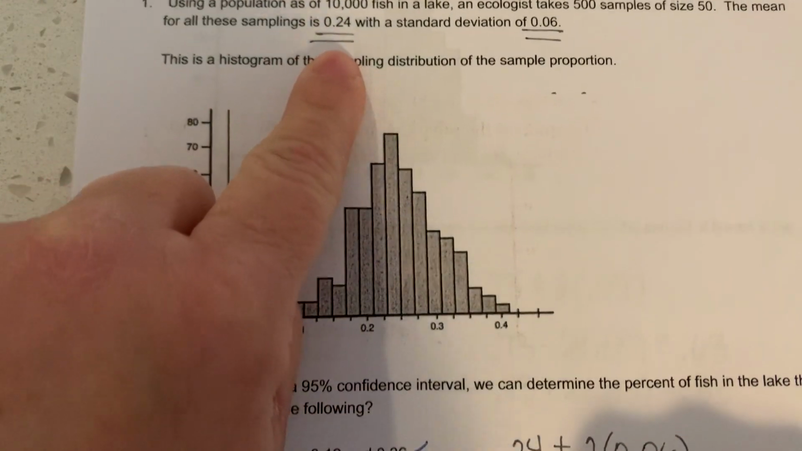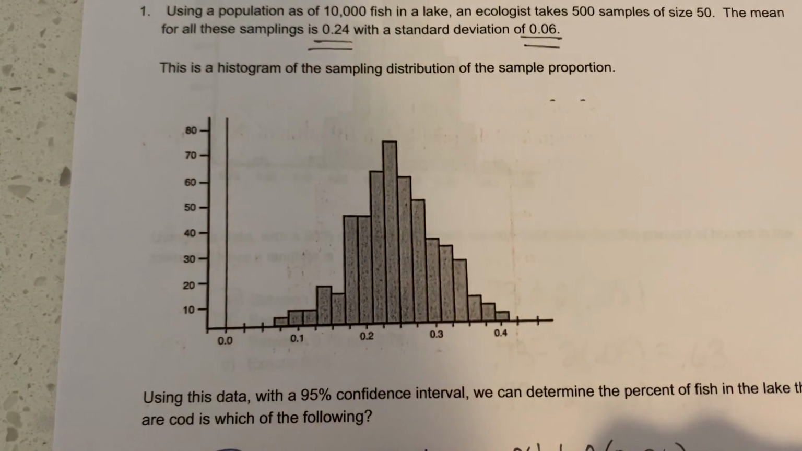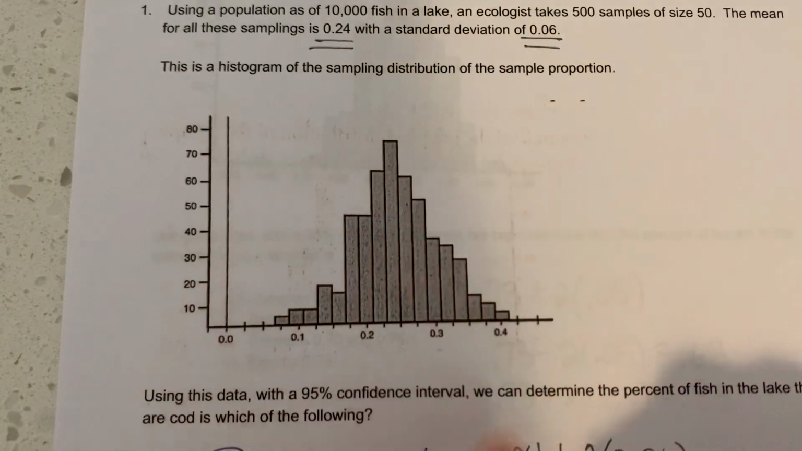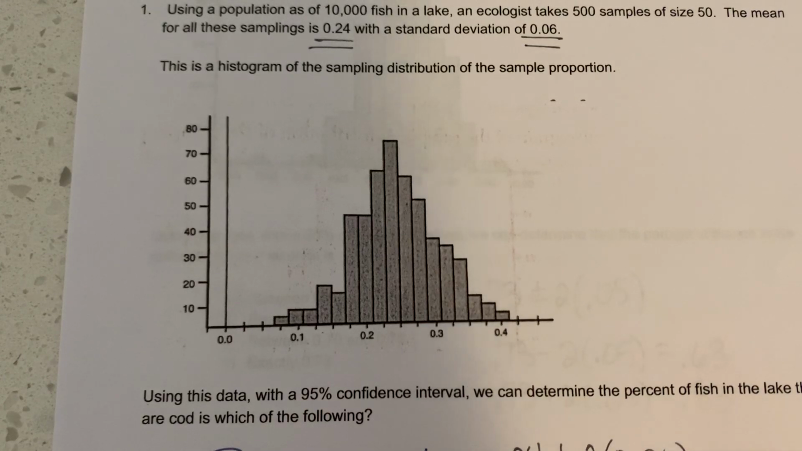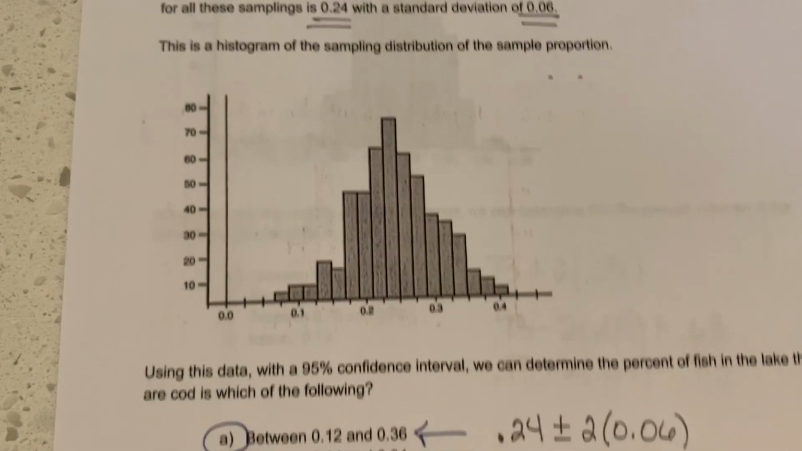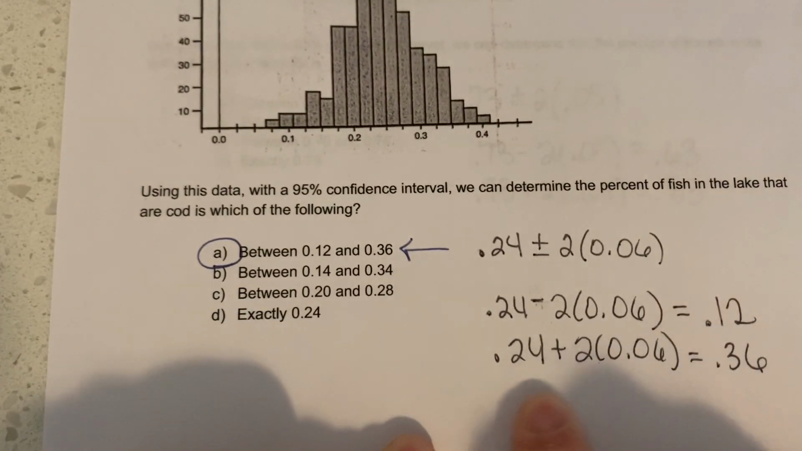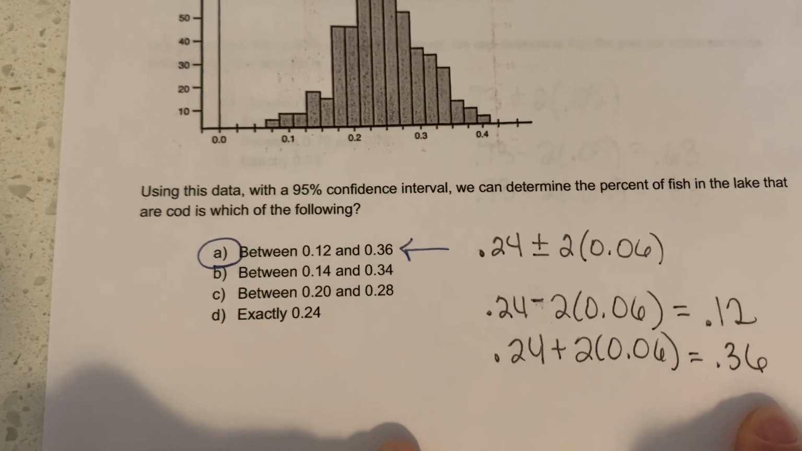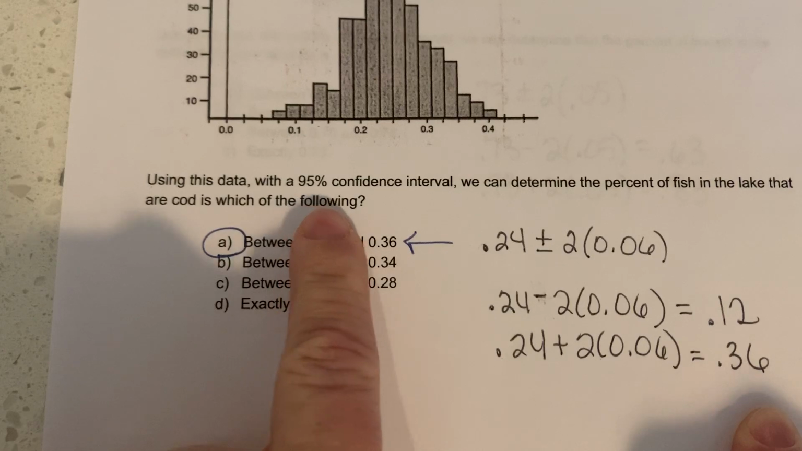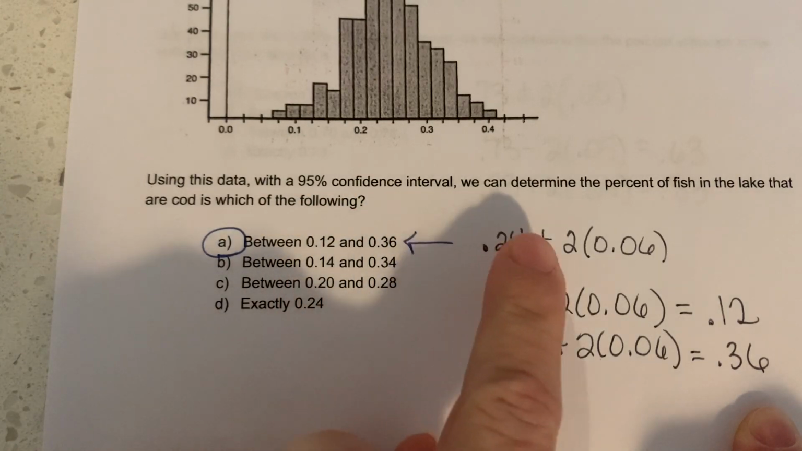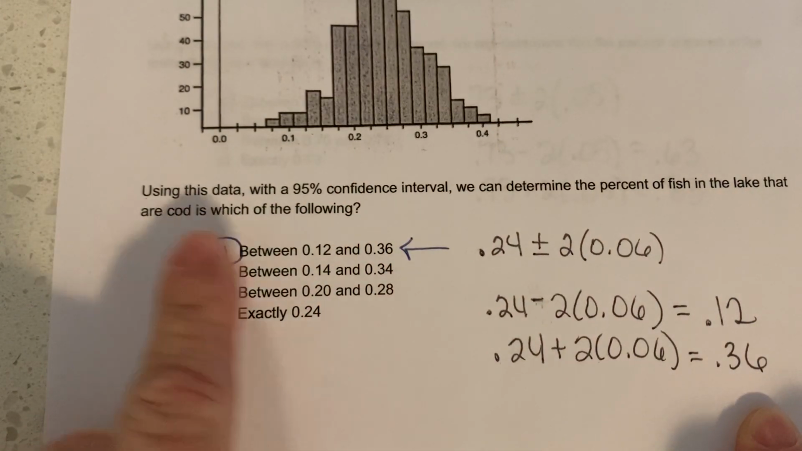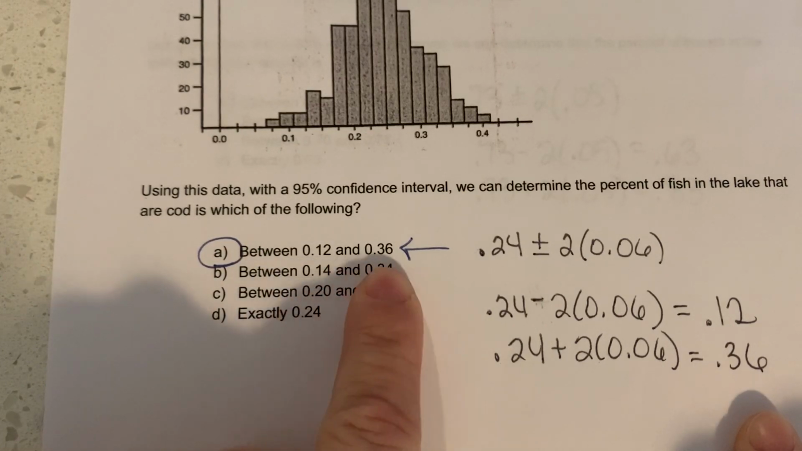So we're going to take the mean, which is 24% or 0.24, plus or minus 2 times the standard deviation, which is 0.06. So we're first going to do the minus. The mean minus 2 times the standard deviation is 0.12 or 12%. And then the mean plus 2 times the standard deviation is 0.36 or 36%. So we can say with a 95% confidence interval that the percentage of fish in the lake that are cod will be somewhere between 12% and 36% of the fish in that lake.